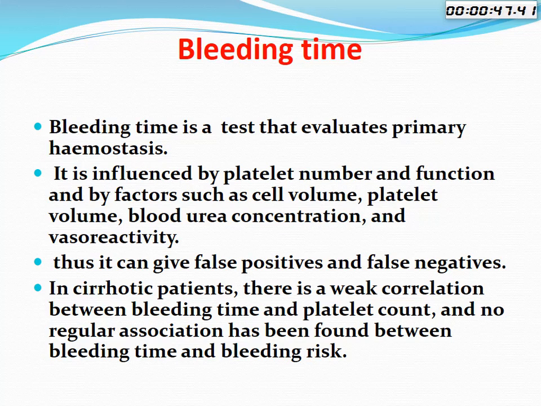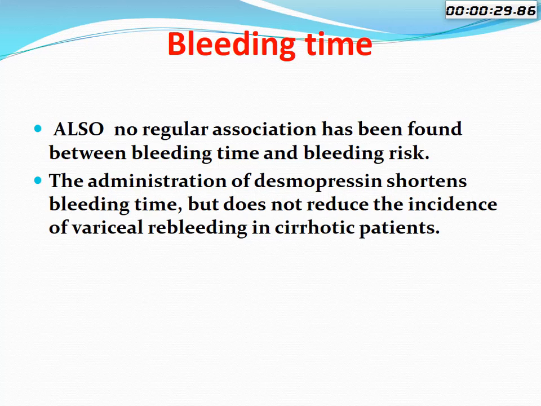In cirrhotic patients, there is a weak correlation between bleeding time and the platelet count, and no regular association has been found between bleeding time and the bleeding risk. So, bleeding time is not a good tool to assess the bleeding risk in our patient. The administration of desmopressin shortens the bleeding time, but does not reduce the incidence of variceal bleeding in cirrhotic patients.